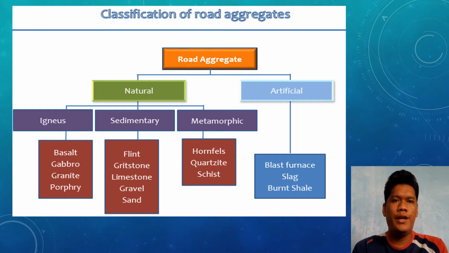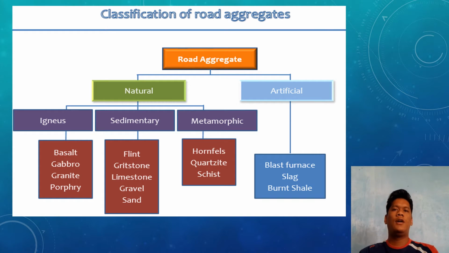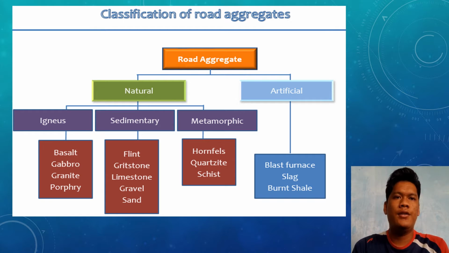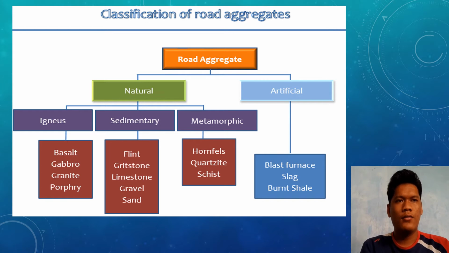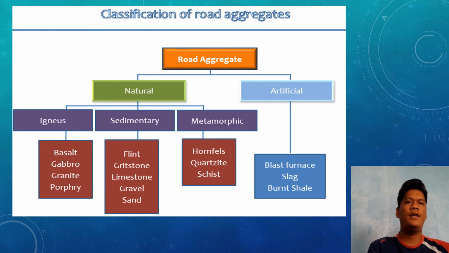Classification of road aggregate. We have two types, natural and artificial. So the natural we have igneous, sedimentary and metamorphic. For the igneous we have basalt, gabbro, granite and porphyry. For the sedimentary, we have greenstone, limestone, gravel, and sand. And for the metamorphic, we have hornfels, quartzite, and schist. And another road aggregate is artificial. We have blast furnace slag and burnt shale.